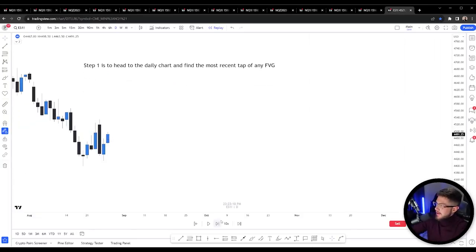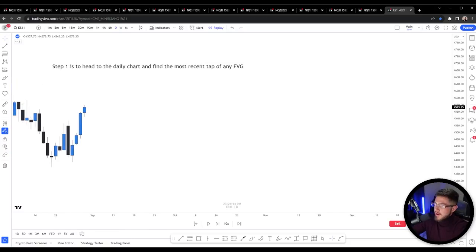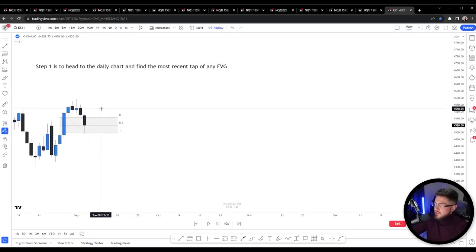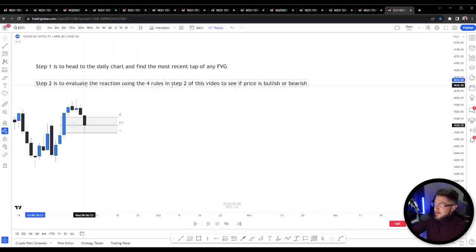So step 1 is you're going to head to the daily chart and you're going to wait for a fair value gap to form, and you're going to watch for the most recent tap. So we're going to mark out this fair value gap right here. Okay, so step 2 is we're going to wait and evaluate the reaction using the 4 rules that we went over in step 2 of the video, right? To see if price is bullish or bearish.